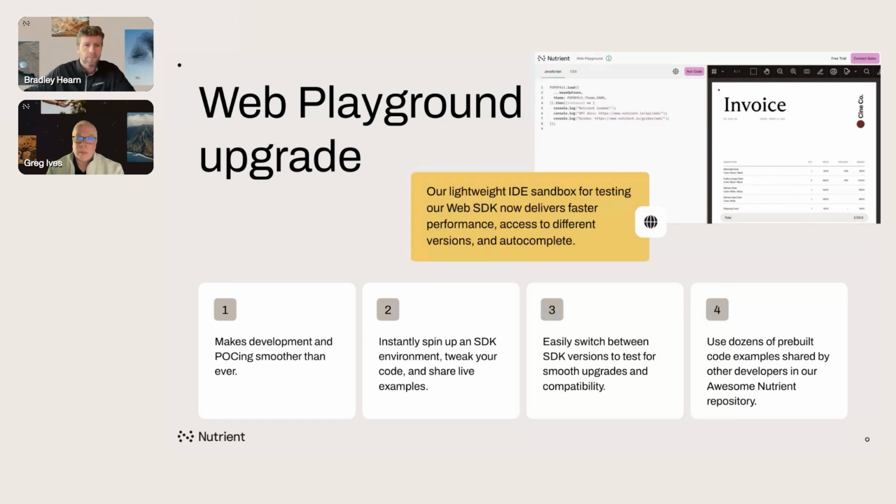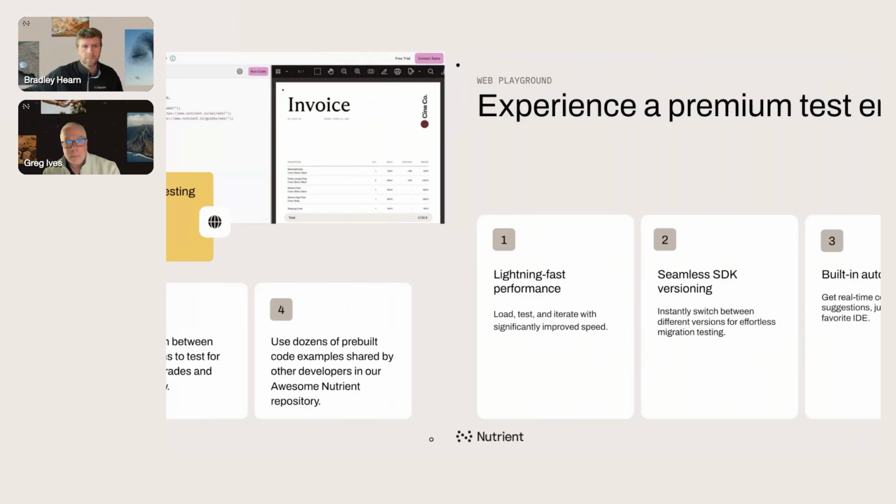All right, absolutely. We believe testing should be as smooth as deploying, and that a robust testing environment is essential to bringing concepts to life faster. That's why our Web Playground has been reimagined as a fast, flexible developer sandbox with real-time editing, version switching, autocomplete, and shareable URLs. You also have access to dozens of pre-built examples, allowing you to use code shared by other developers in our awesome Nutrient repository.